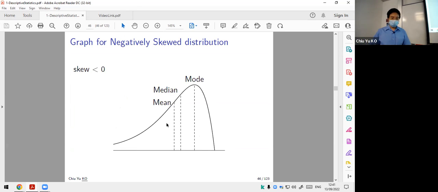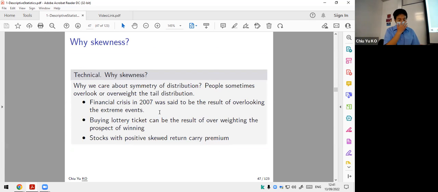And you probably ask again why we care about this, right? And as I explained, if you look at the recent development in finance literature, stocks with positive skewness actually carry a premium. People want to pay more for that.